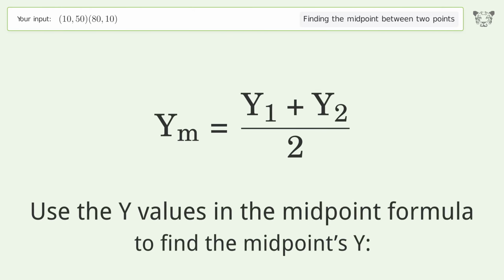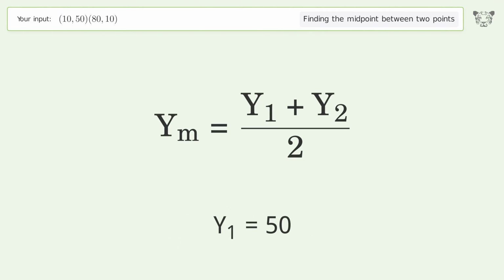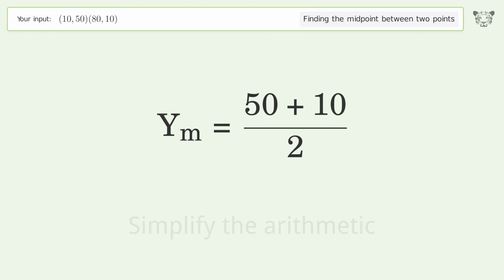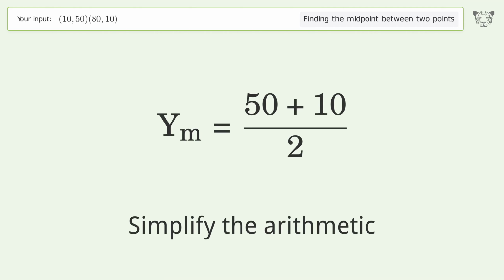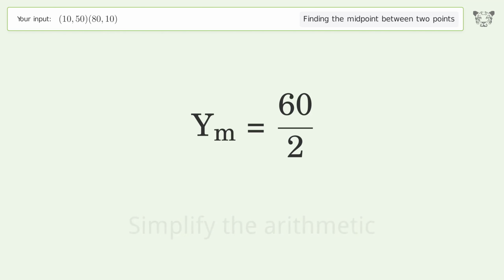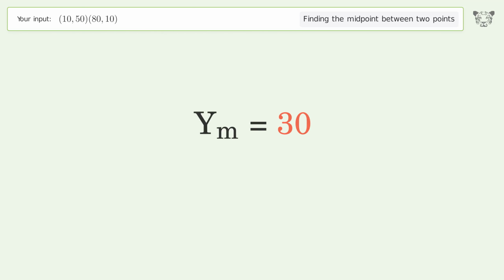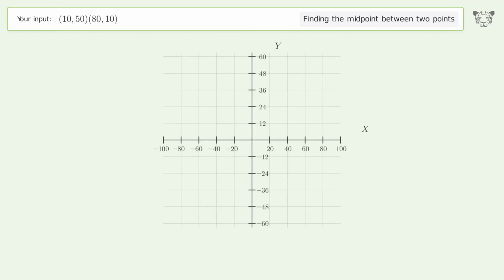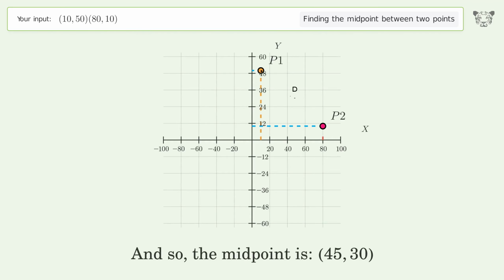Use the y values in the midpoint formula to find the midpoint's y. y1 equals 50. y2 equals 10. Simplify the arithmetic. And so, the midpoint is 45, 30.